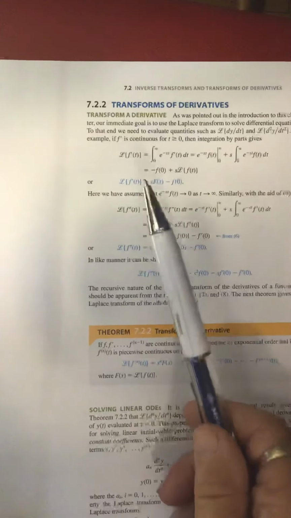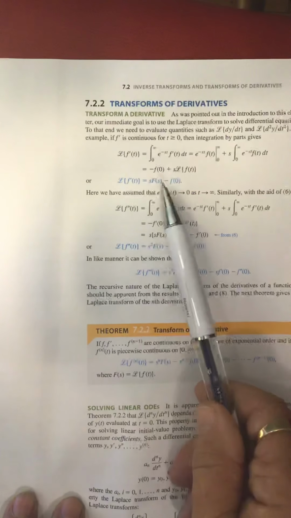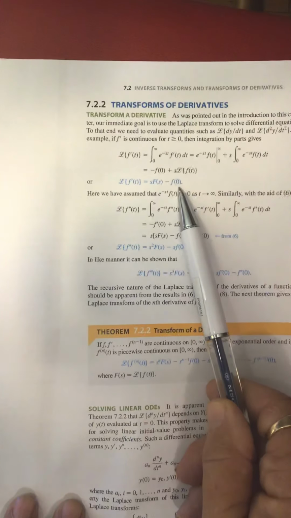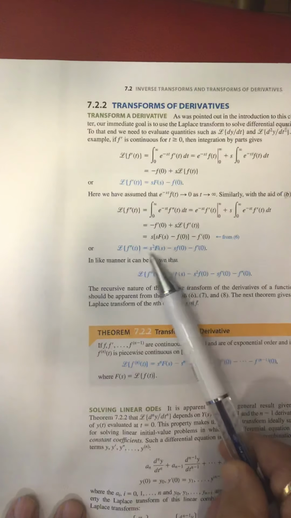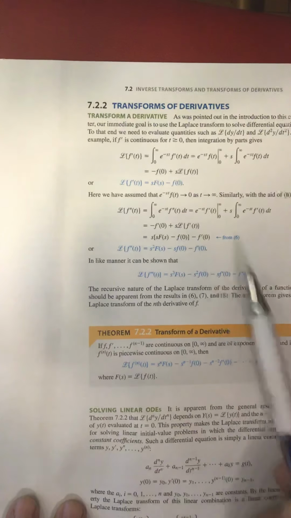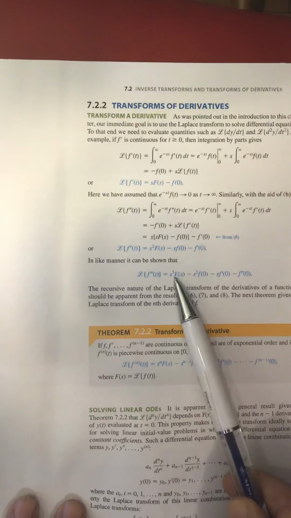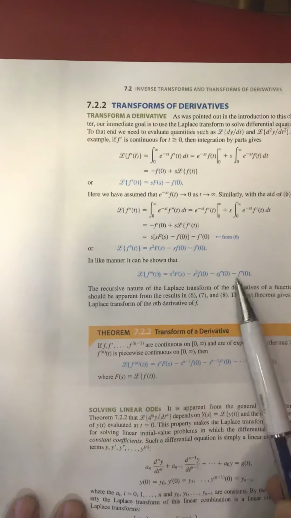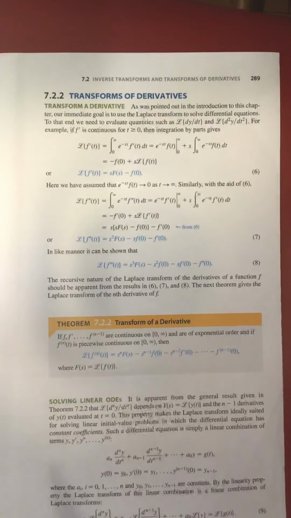Well, we first need to figure out, if we're going to do a Laplace, what does Laplace do to the first derivative? Well, it's going to make it s times a function of s minus f of 0. So we have to know f of 0. Initial condition has to be given. Or if it's a second derivative, it's s squared f of s minus s times f of 0 minus f prime of 0. If it was the third derivative, it'd be s cubed times the function of s, minus s squared f of 0 minus s f prime of 0 minus f double prime of 0. And in general, it looks like that.